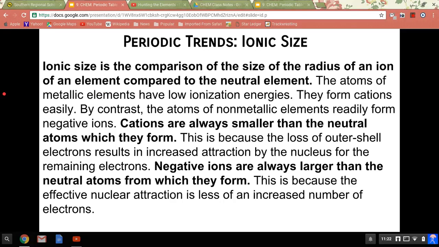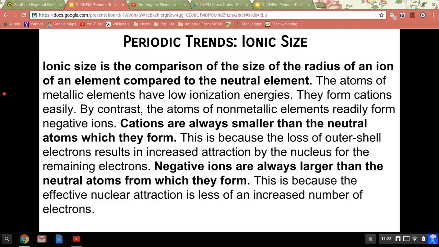Our next periodic trend is ionic size. This might sound similar to the atomic radius because it's talking about the general size of an atom, which is true, it does follow that trend, but now we're talking about the size of ions compared to the neutral element. So this is when some of those electrons have been ripped off or given up or taken in. So we're talking about a neutral element, same number of protons and electrons, to its ion, different number of electrons.